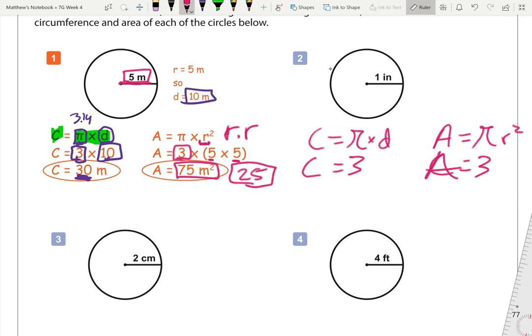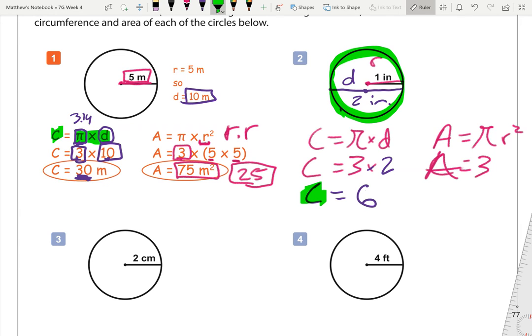So now we have 3 times the diameter, and it doesn't give us the diameter, it gives us the radius here. And so if we wanted to create the diameter, I just have to double what the radius is, and that's going to be 2 inches going all the way across. So that is the diameter here. So now I can replace 2 in for D, and now I have 3 times 2 equals my circumference, my distance all the way around here. I'll do it in green so it's really clear to see.